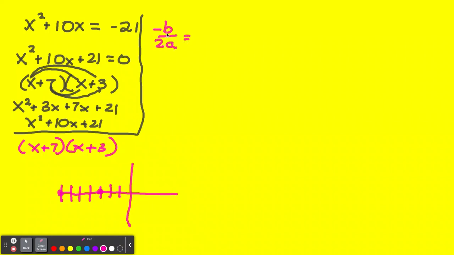The b term is 10, so it's going to be -10 over 2, which is -5. So -5, right there, is our axis of symmetry. We already know the x term is -5 for our vertex. We just don't know what the y term is. We're trying to find the vertex.